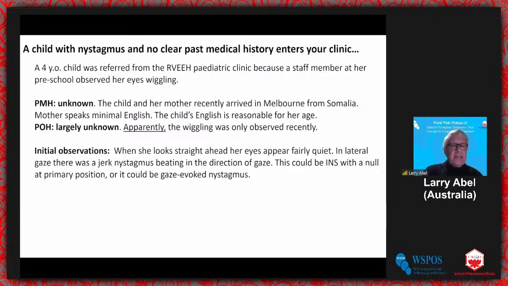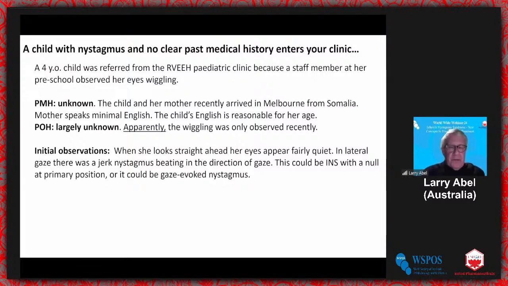And this is a nice example. This was about 5 years ago. A 4-year-old girl was referred to us from the Eye and Ear Pediatric Clinic. Someone at her preschool saw her eyes wiggling. She and her mom had recently come to Melbourne as refugees from Somalia. Mom spoke very little English. The child spoke quite well for her age.